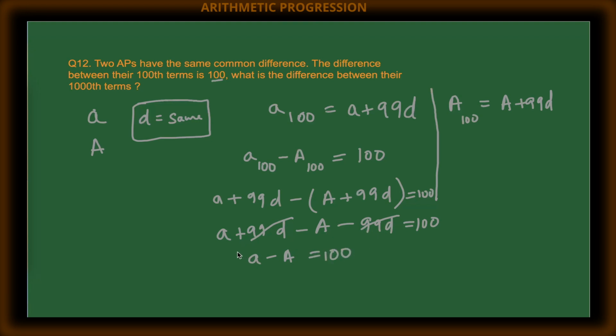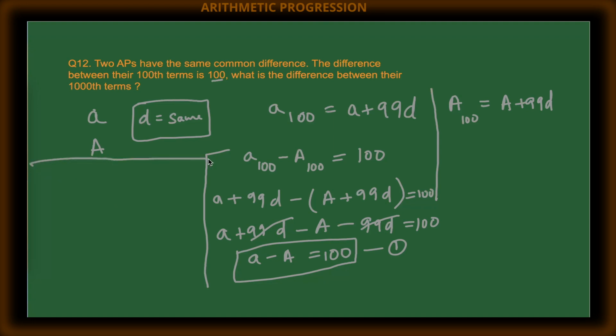Can we solve further? No. So this is one part which we got, so let's see whether we can use the other part. Till here we have solved. It asks what the difference between the 1000th terms is. Let's see how we can sort this. It is saying a1000 minus the other arithmetic progression's 1000th term. What is this difference? We need to find it.